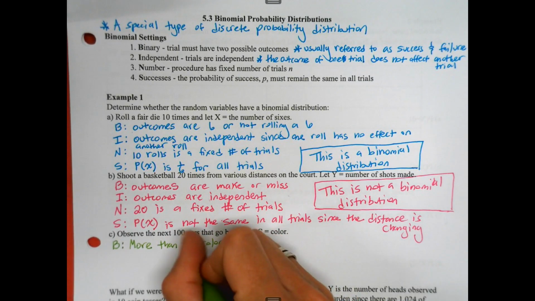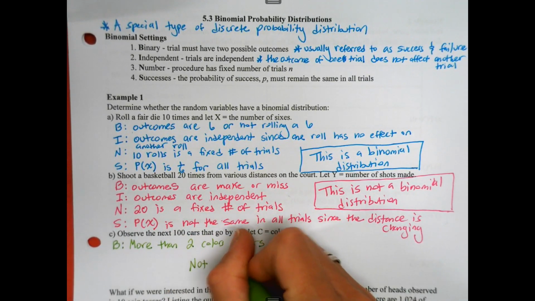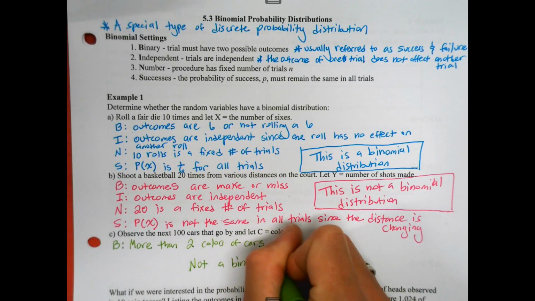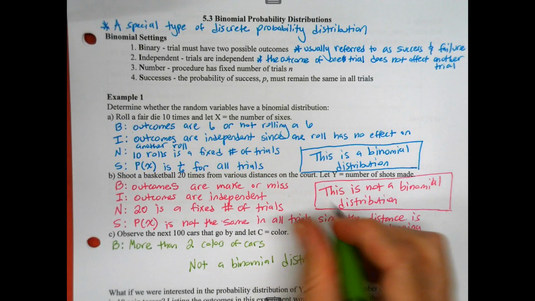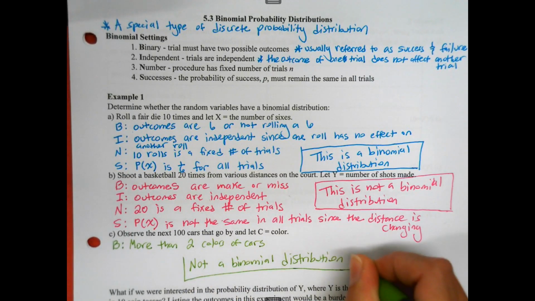Therefore, we would conclude that this is not a binomial distribution, since the binary part is not fulfilled.